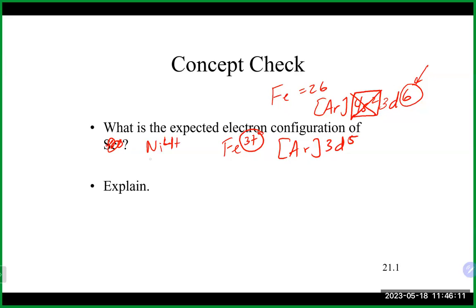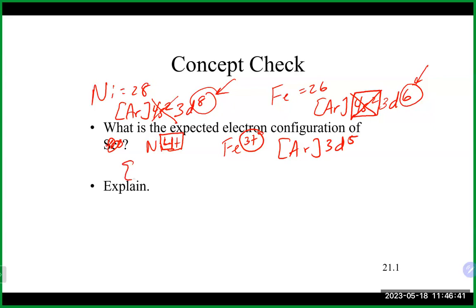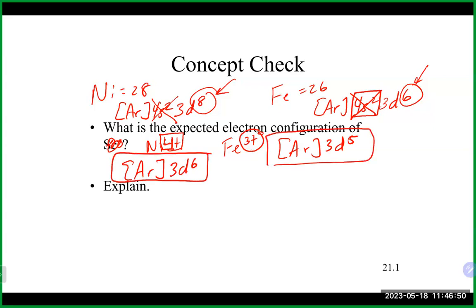Coming to nickel, which is 28. So nickel with no charge would be an argon 4s2 3d8. Here with a +4 charge means that it lost 4 electrons. Once again, because it's a transition metal, it is going to lose these two first. We then would have to come into here and take out 2 more to get the 4, and that would leave us an argon 3d6 left over. Question on electron configuration there?